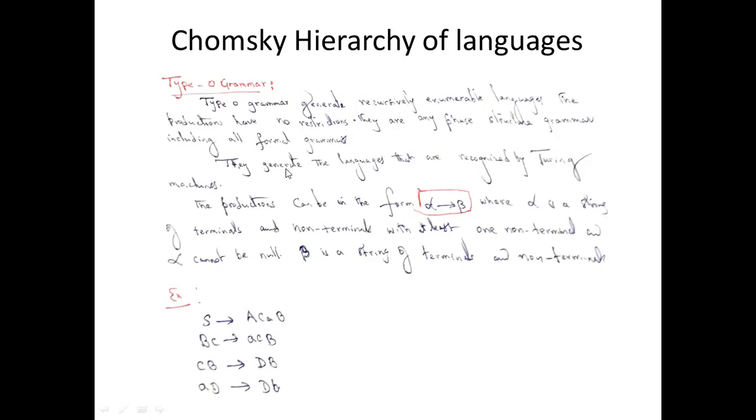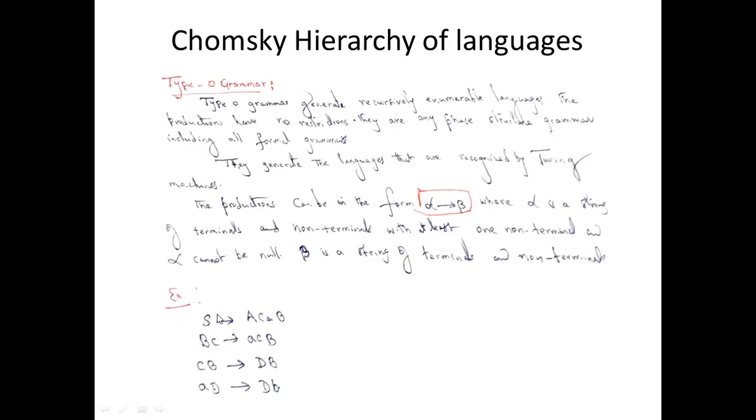So the structure of the grammar is alpha implies beta. Alpha cannot be null because at least one symbol should be present on the left side. Alpha is a string of terminals and non-terminals. Beta is also a string of terminals and non-terminals. But at least one non-terminal should be there. On the left side, alpha should not be empty because there is no meaning of a production rule. Suppose implies ACA, suppose S is not there. Implies ACAB means there is no meaning.